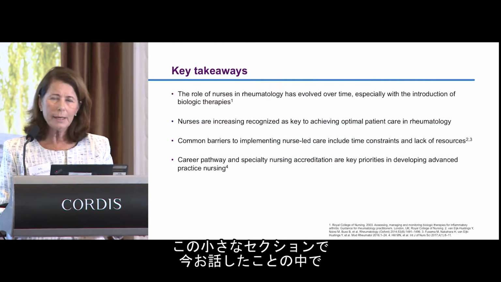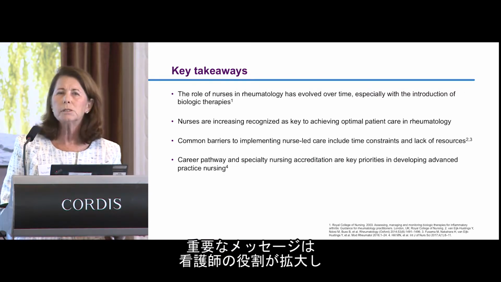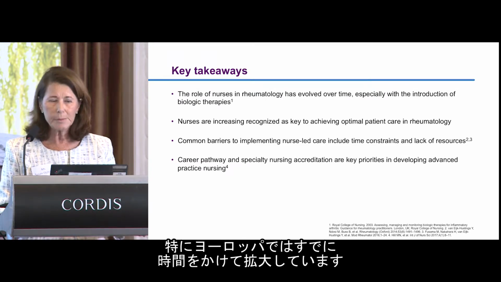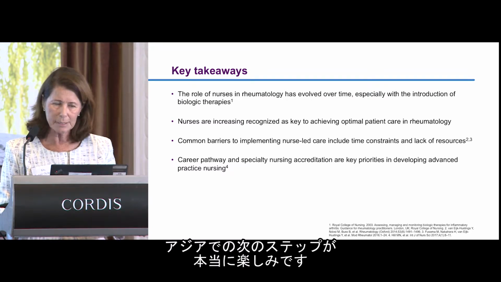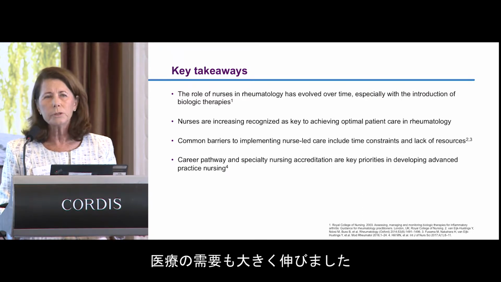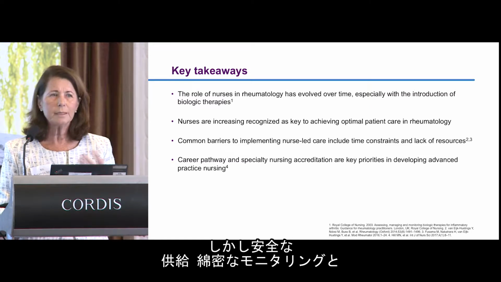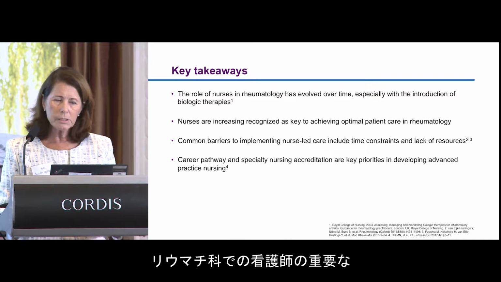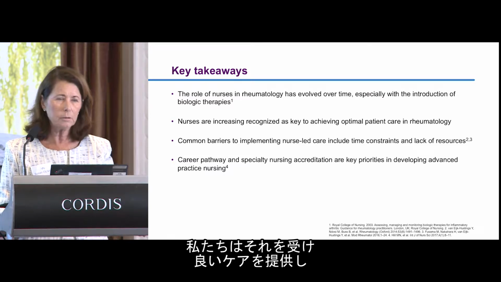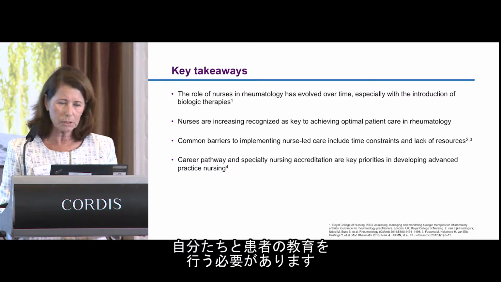So the key takeaway messages from this little section that I've been talking about is really that we want the role of the nurse to be evolving and continue to evolve, and it has evolved over time in Europe especially, and I'm really excited about the next steps in Asia. And biologic therapies have made a huge difference and a huge demand on services. They are fantastic drugs, but we have to be able to deliver them safely and monitor and manage them well. Nurses are increasingly recognised as playing an important role in rheumatology, and we need to come up to that and provide good care educationally ourselves and for the patient.